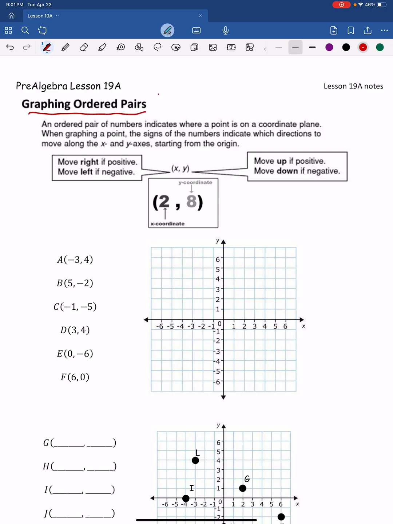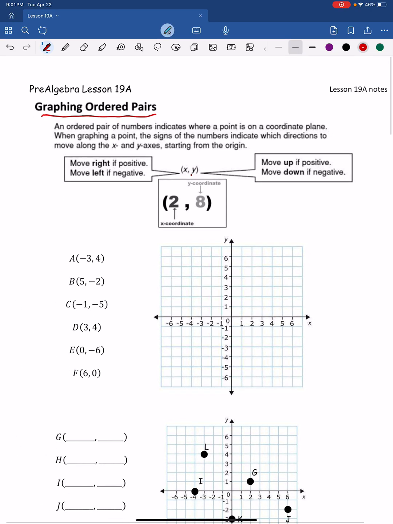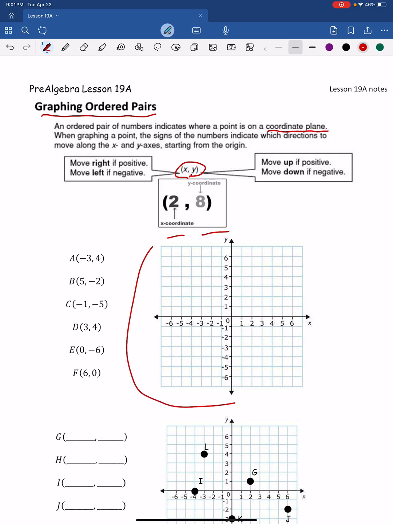Ordered pairs are always going to be in that form that looks like this, x comma y. And we use ordered pairs to indicate where a point is on a coordinate plane. So here's another vocab word. Coordinate plane is this whole graph right here. That's a coordinate plane, where we're going to plot some points. The points are indicated by a positive or negative and an x or a y. So you can see here, the x coordinate is going to go first, and the y coordinate is going to go second.